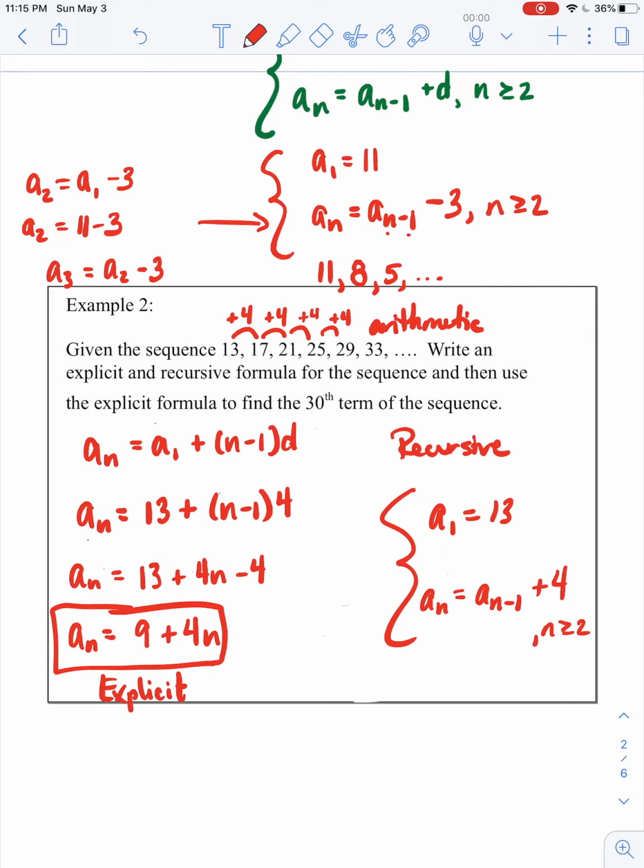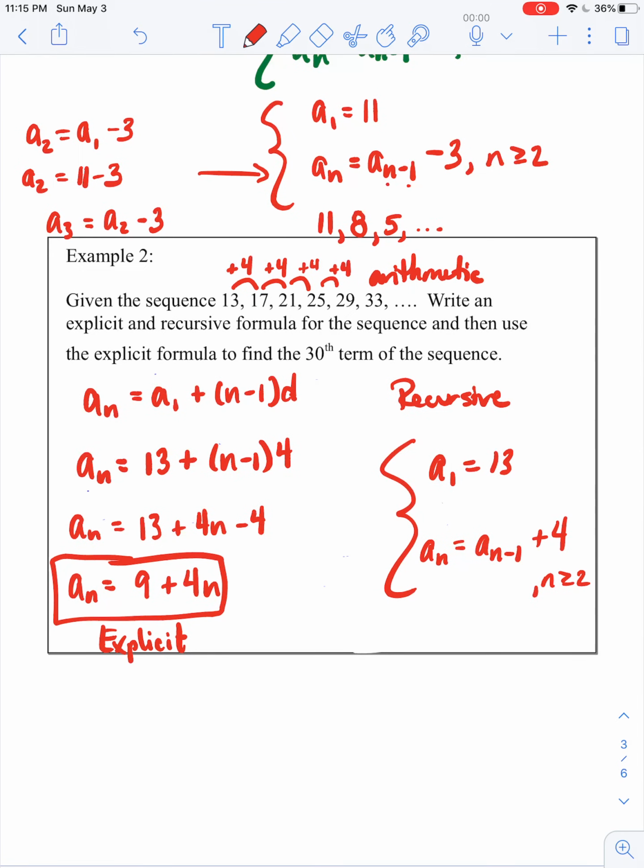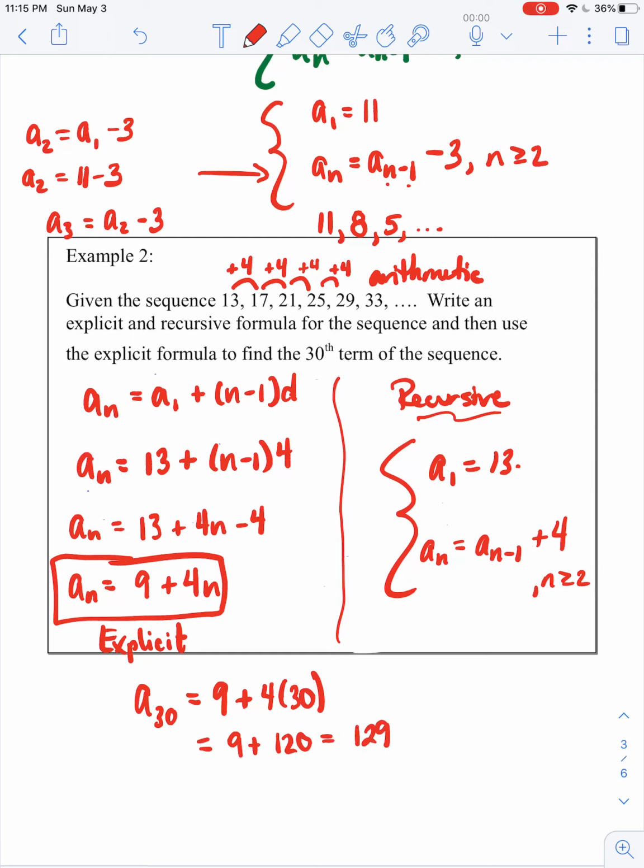Okay, so if I wanted to generate the 30th term, I certainly don't think I want to use the recursive. Because if I'm going to use the recursive, then that means that I've got to start at 13 and just keep adding 4 until I get to the 30th term. That seems silly. That's why we have explicit formulas. So if I want the 30th term, A subscript 30, I just take 9 and add it to 4 times 30. So that would be 9 plus 120. So the 30th term is 129.